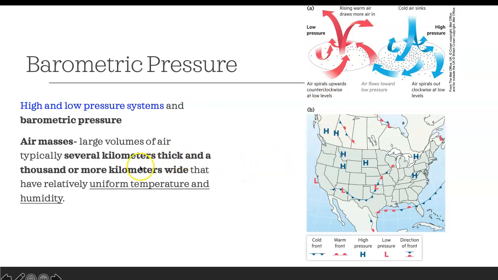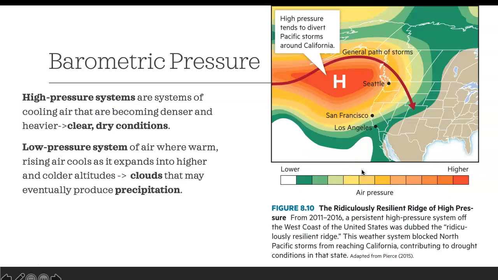And I want to point out the air masses we're talking about in those pressure systems. They are huge. We're not talking about the Houston area or even the Texas area. We're talking about air masses with a large volume, several kilometers thick and 1,000 or more kilometers wide. So they could be across the country, okay, or across quite several states. So those air masses are huge. That's why we're under the influence of those pressure systems.